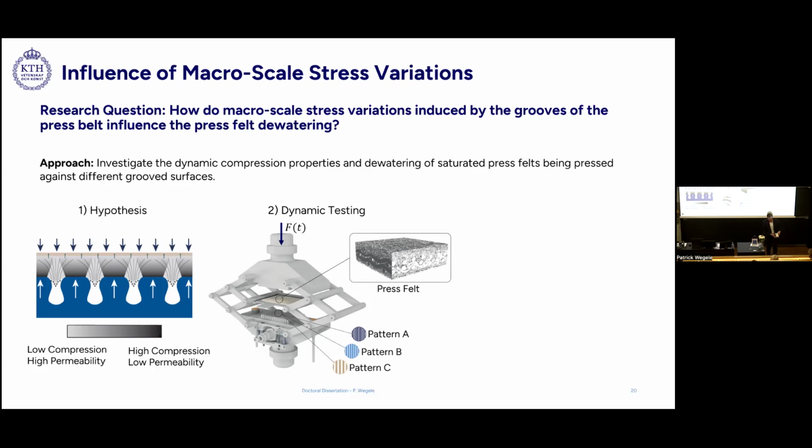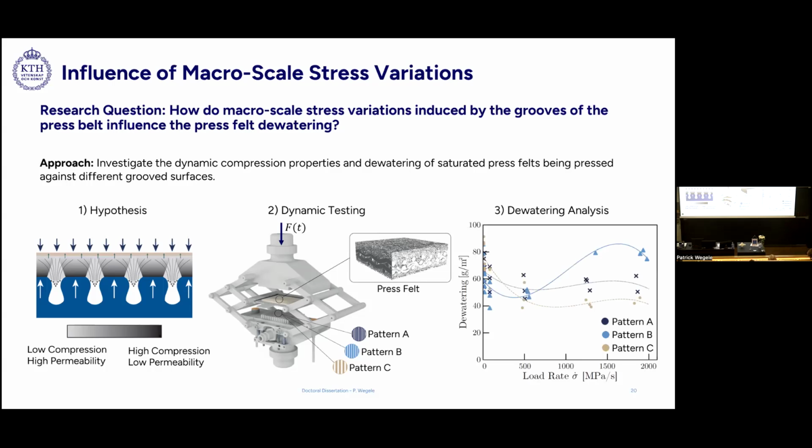So on the bottom, as mentioned, we have this groove pattern. And in the experiment, we used 3 different groove patterns, pattern A, B, and C. While pattern A is a quite homogeneous and even groove pattern, pattern B is a more coarse groove pattern, and pattern C is a very coarse groove pattern. And doing now dewatering tests at different load rates gives you results that look like that.